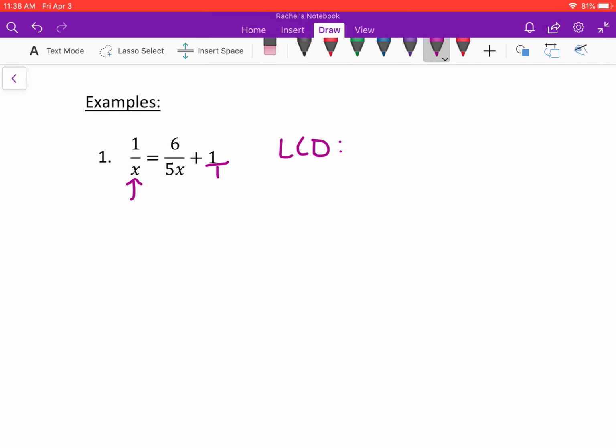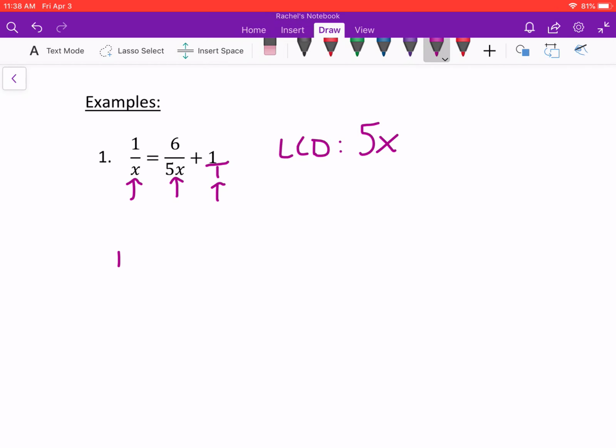First, I look at that first one. I have an x there. So that means I need to have an x in my LCD. If we look at the next fraction, we have 5x. We actually already have an x in our LCD, but we don't have a 5 yet, so we're going to include a 5. And for our last fraction, we just have a 1. We don't need to include a 1 in the least common denominator, so that means our LCD is just going to be 5x.